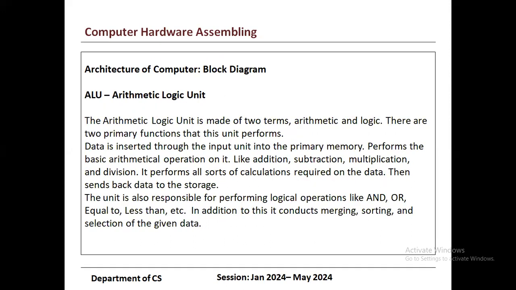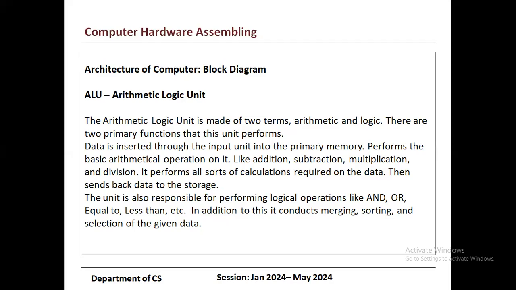In this section, the parts of the CPU. As I mentioned earlier, it consists of two parts. The first part is the arithmetic logical unit. The arithmetic logical unit is made of two terms, arithmetic and logic. There are two primary functions that this unit performs.